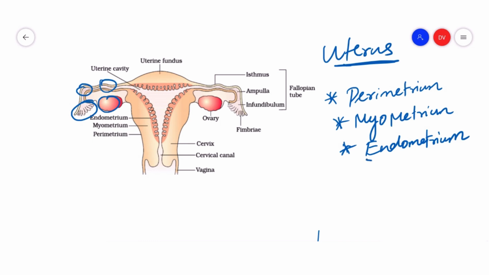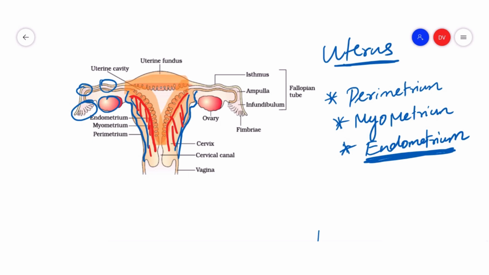Alright guys, this is very important. Look at this portion, this outer portion is the perimetrium. And this middle portion, let me mark it with a different color, is the myometrium. And then you have the innermost region. Can you look at this portion now? This is your endometrium, the innermost layer.